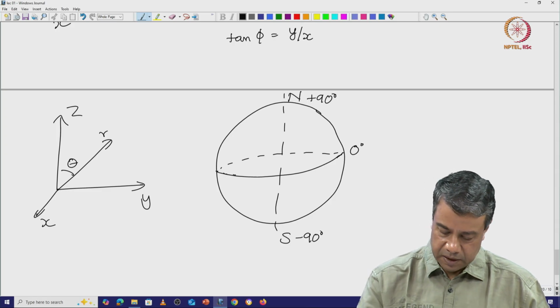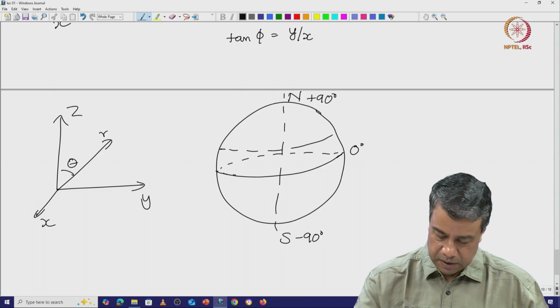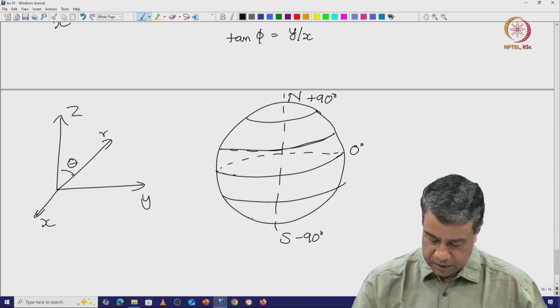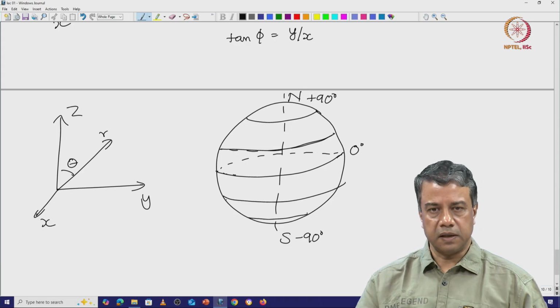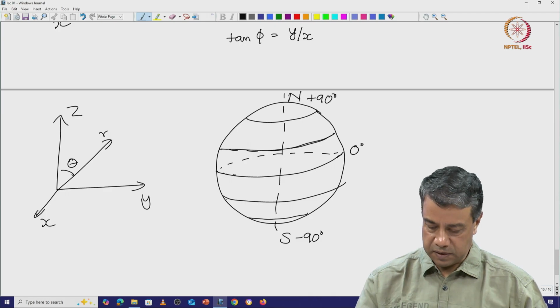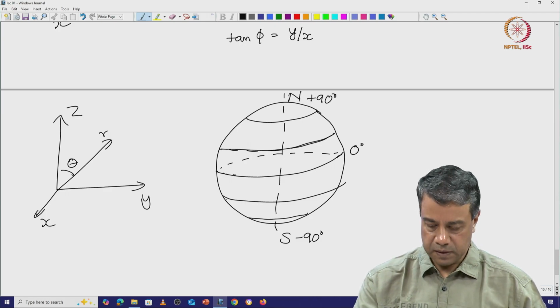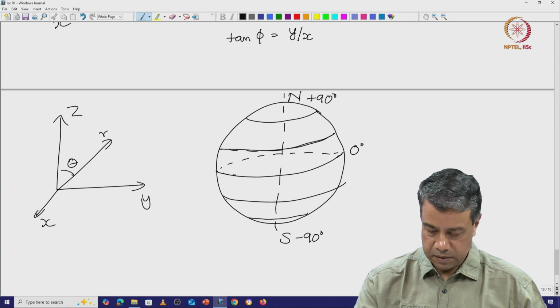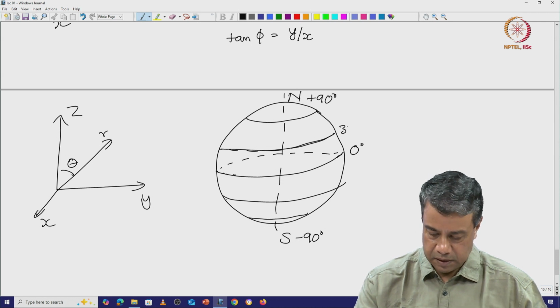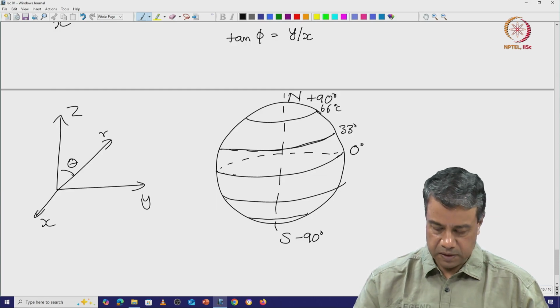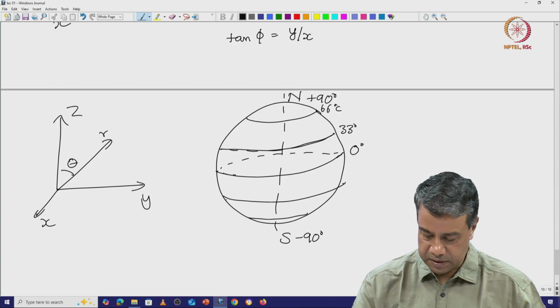And then you have the tropics, and the Arctic and the Antarctic circles. These are at 33 degrees and 66 degrees, and so on the rear side, minus 33.